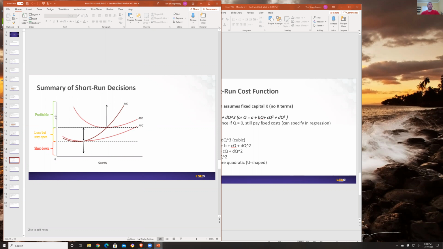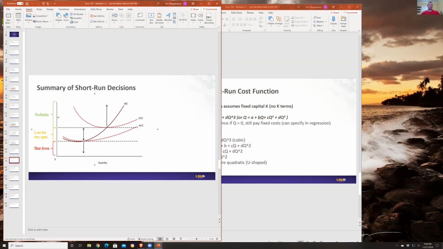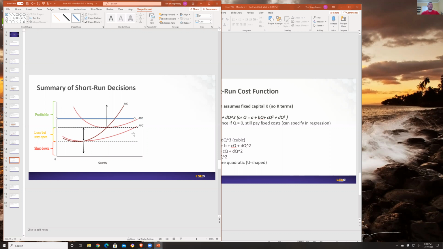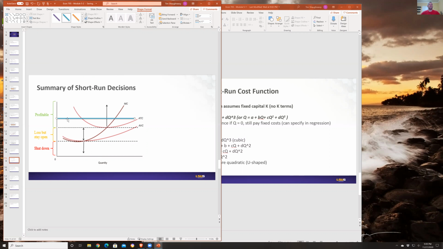So if the price happens to be somewhere way up here, I'll insert a shape and draw a line, holding my shift button down to make sure it stays nice and straight. Let's make it a distinct color, bright orange or teal. We'll call this teal. So if this was the price, my little teal line here, then the first thing I do is figure out what quantity this company wants to set.